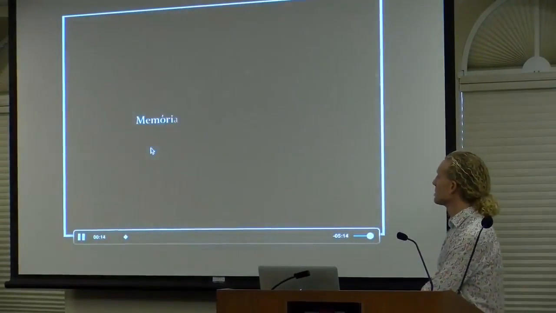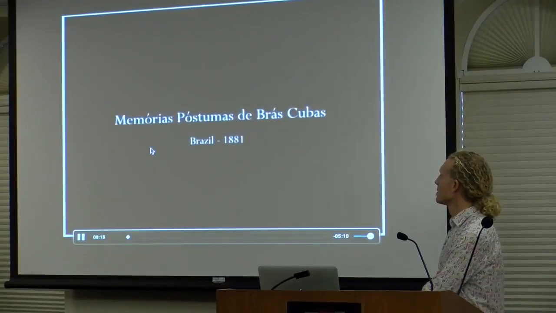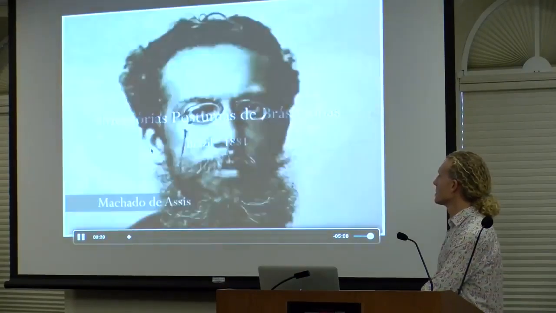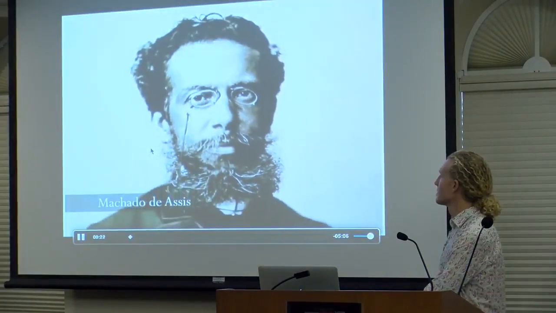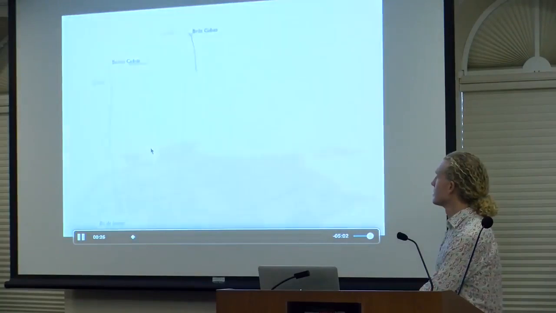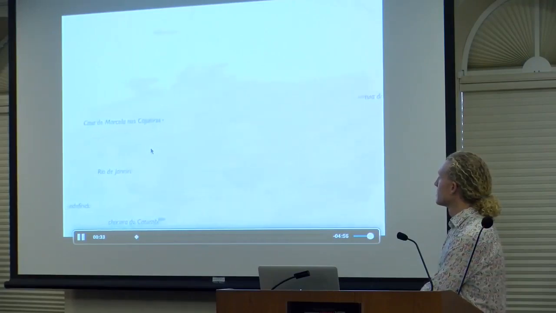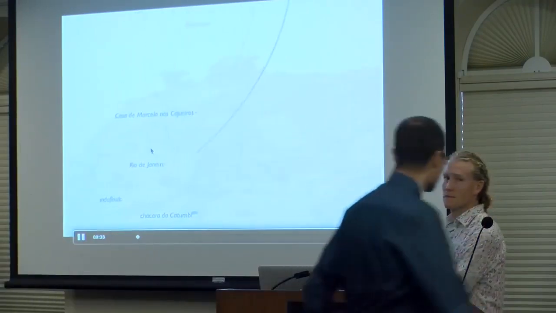The novel Memórias Póstumas de Brás Cubas, published in Brazil in 1881, is probably the most famous work by Brazil's most esteemed author, Machado de Assis. In this visualization, the characters and places referred to in the novel are animated in sequence and shown in relation to one another and the physical space of Rio de Janeiro in the 19th century.